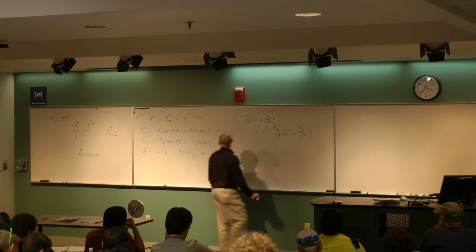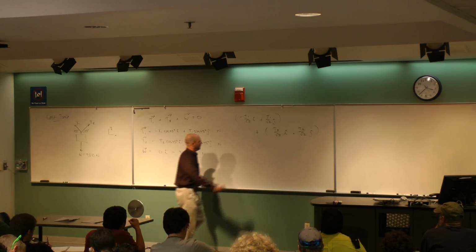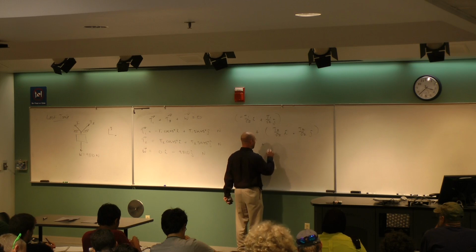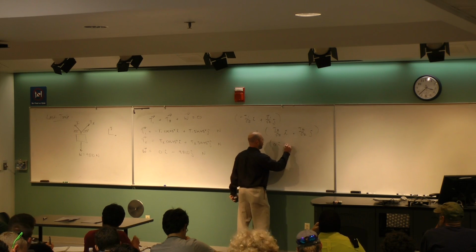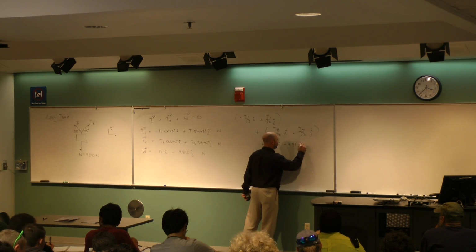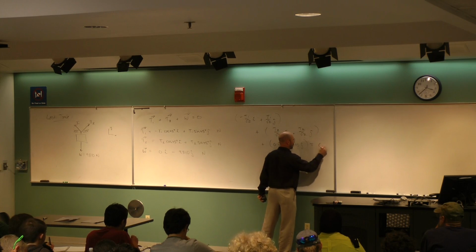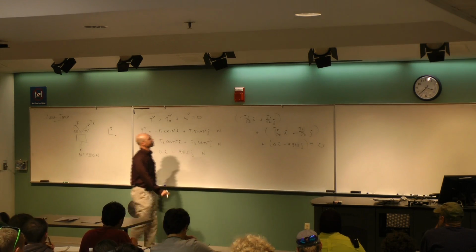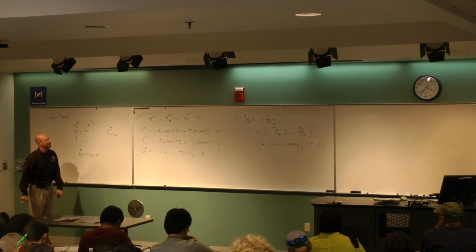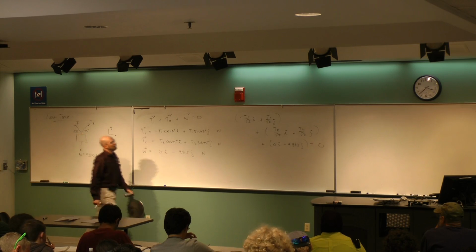And then finally, I have to add the W. So plus, same equation, and I've got 0 i minus 9810 j, and this equals the right-hand side, which is 0. So the question is now, what do I do with this?